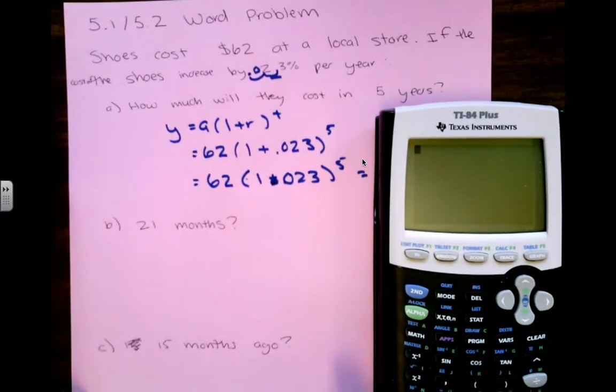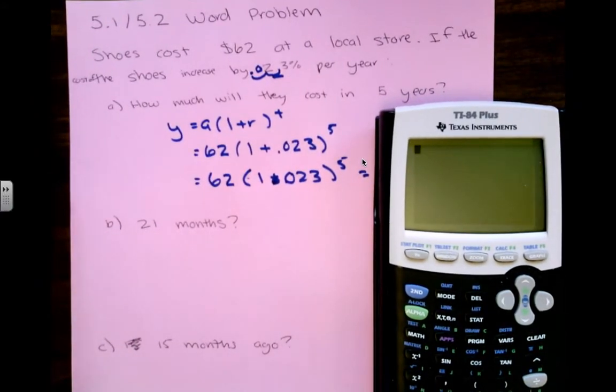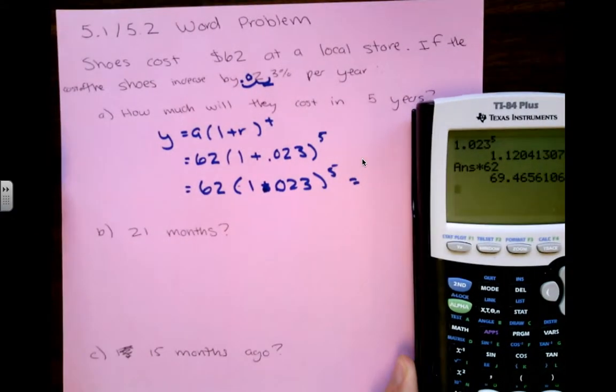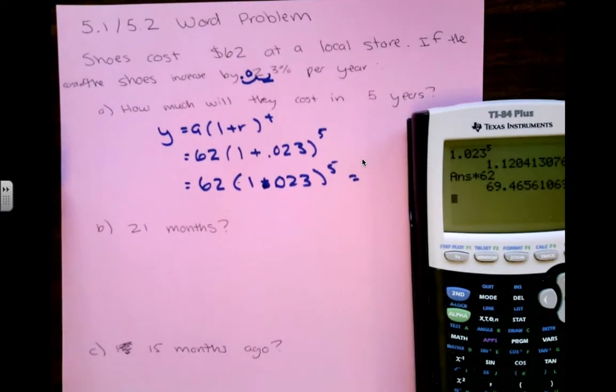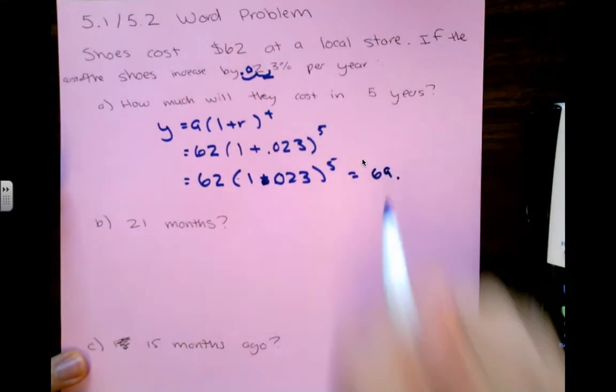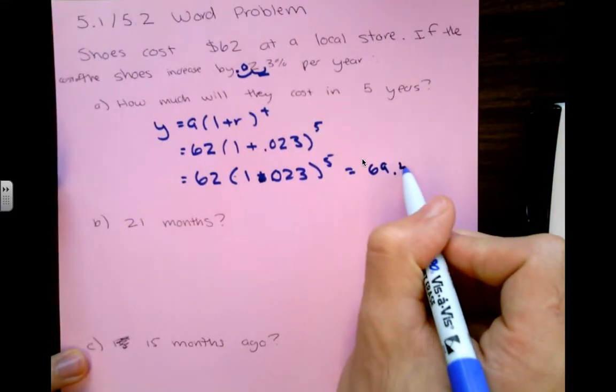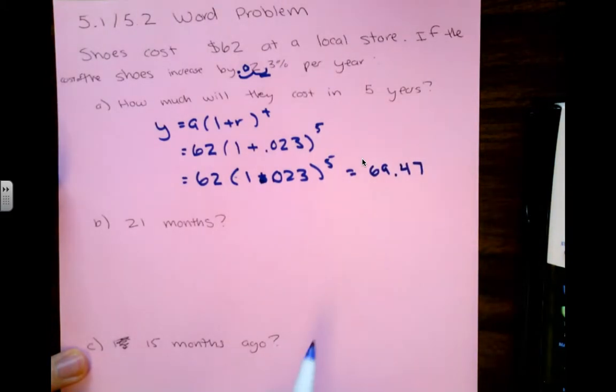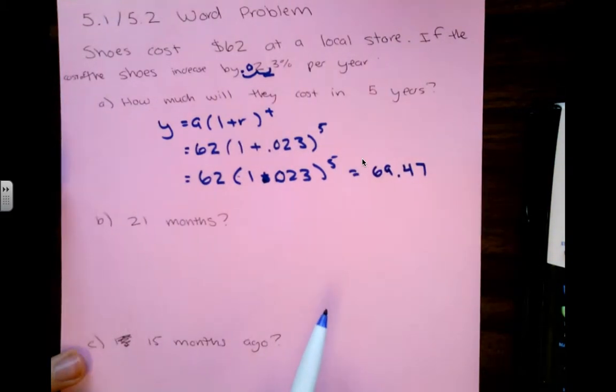Now I'm going to plug all this in. I'll do 1.023 raised to the 5th power, and then multiply that by 62, which gives me 69.4656. We're going to round this to 2 decimal places, so we end up with 69.47. That means the cost in 5 years would be $69.47.